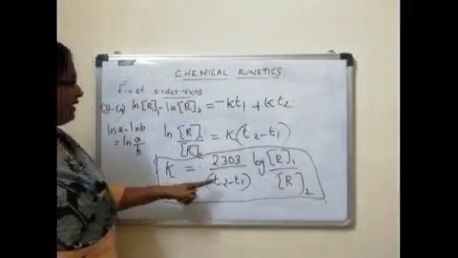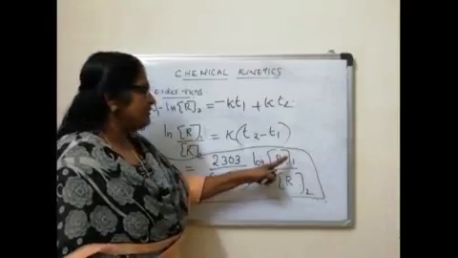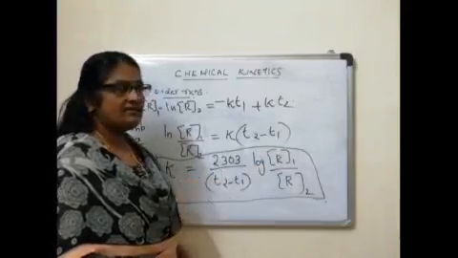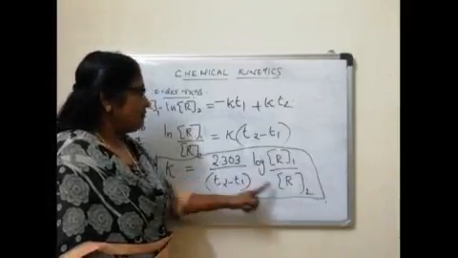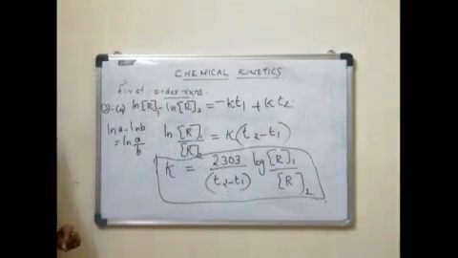If you are given at different times t1 and t2, concentrations like R1 at time t1 and another time t2 let R2 be the concentration, then we can use this equation to find out the rate constant.